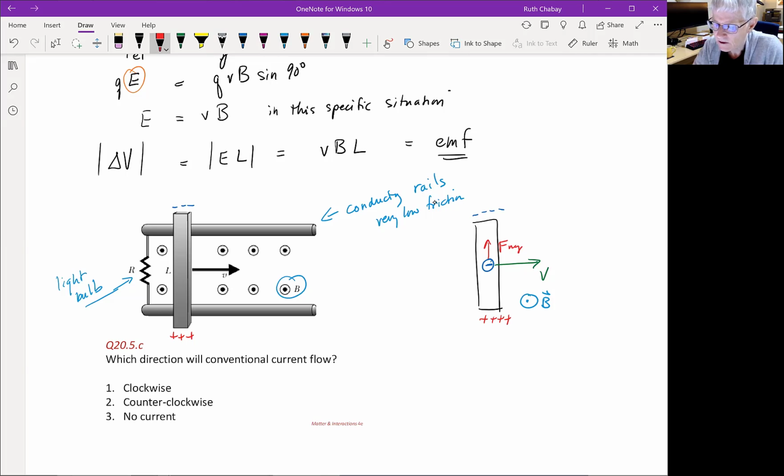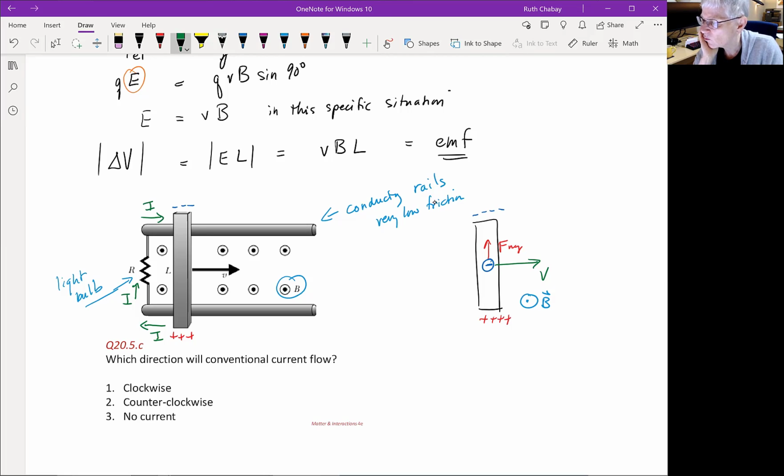So now in our minds, we replace this with a battery with the positive end down and the negative end up. And so we know that conventional current is going to flow from the positive terminal of the battery to the negative terminal of the battery. So presumably we will have conventional current flowing like that.